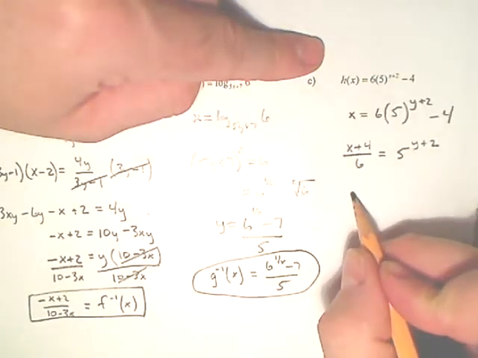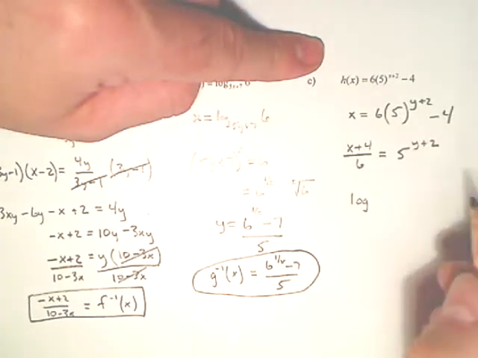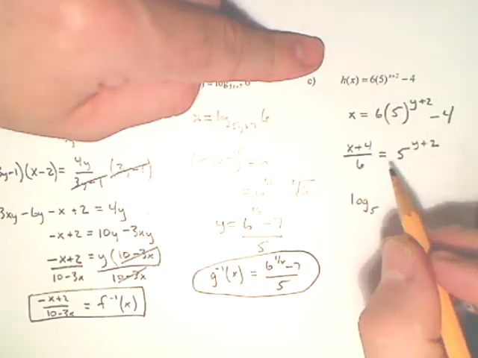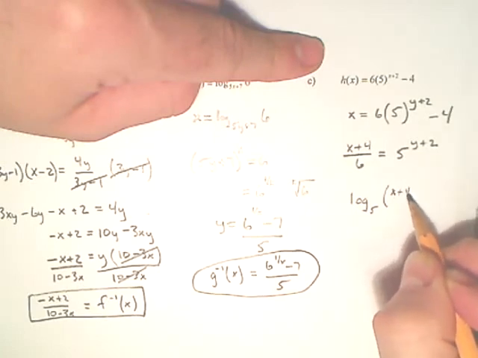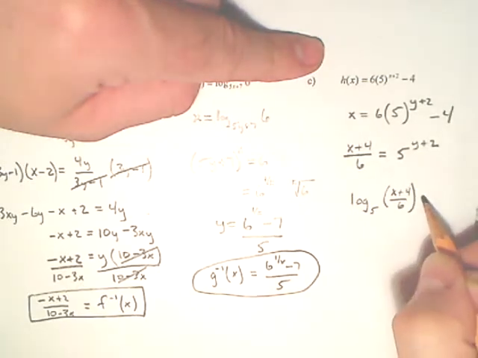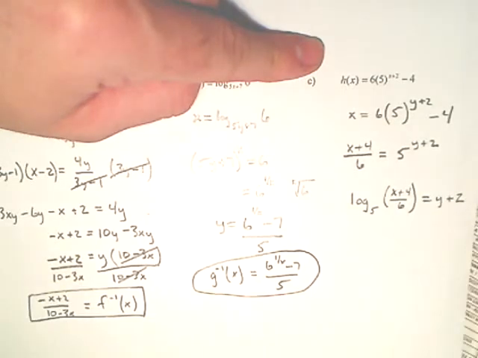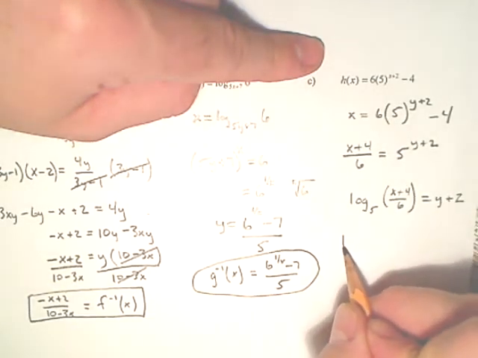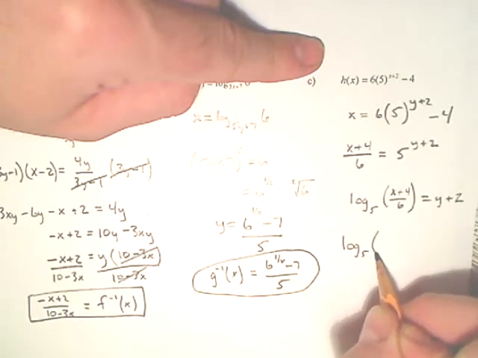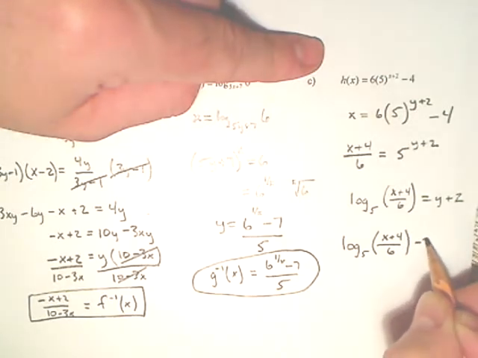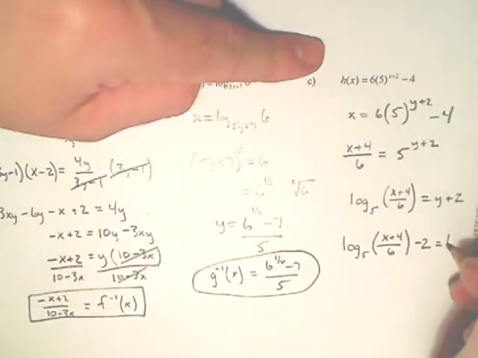At this point, I'm going to write it in logarithm form, base is the 5. That gets written down there by the tail of the G. The x plus 4 over 6 would go next, and that's equal to the exponent, which in this case is y plus 2. So the last step is just to move the 2 to the other side by subtracting it, and you're done.